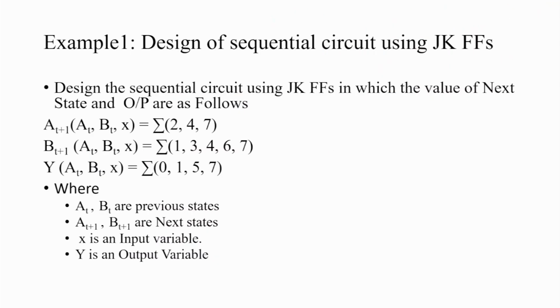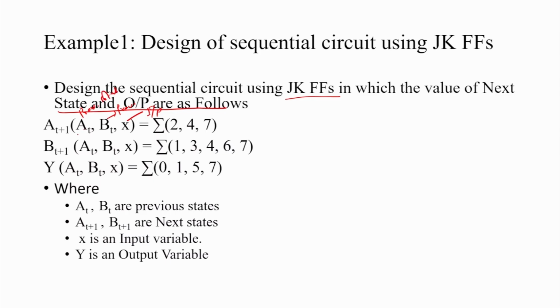Let us consider, through an example, the design of a sequential circuit using JK flip flop. Suppose the expressions for next state and outputs are given, meaning design the sequential circuit using JK flip flop in which the values of next state and output are given by these expressions. Here At plus 1 depends on the values of At, Bt and X. Here X is the input. This is the previous state and this is also a previous state.